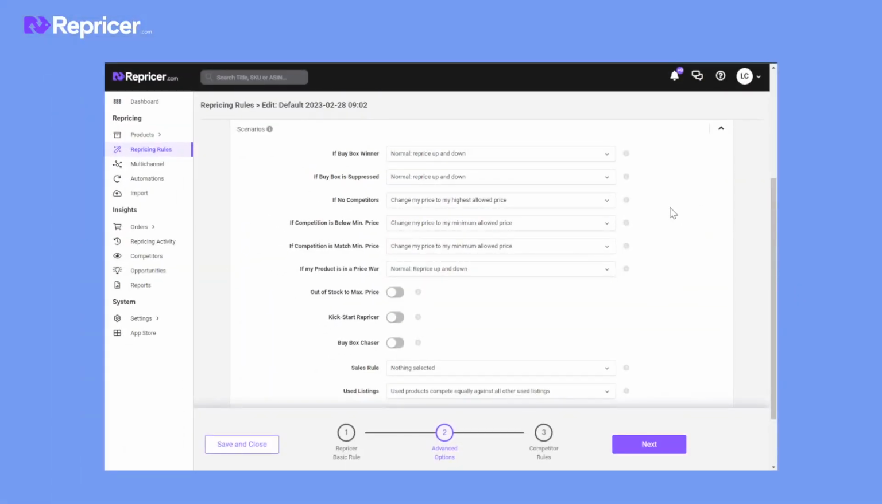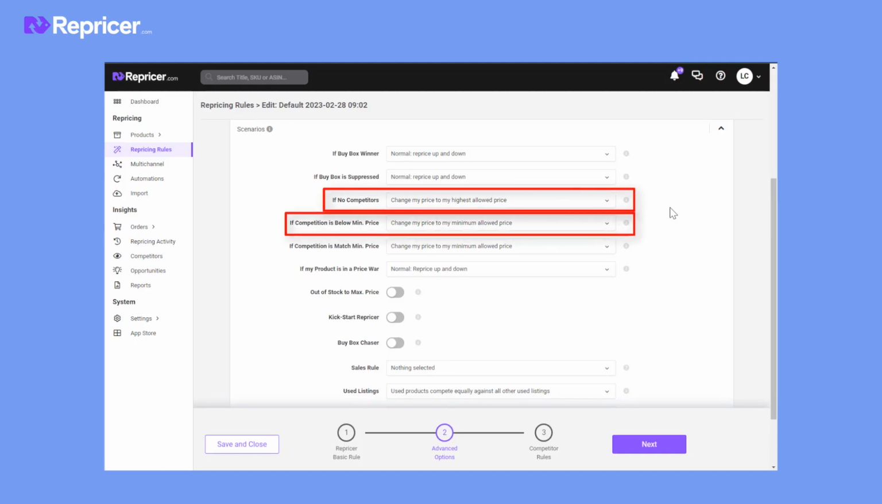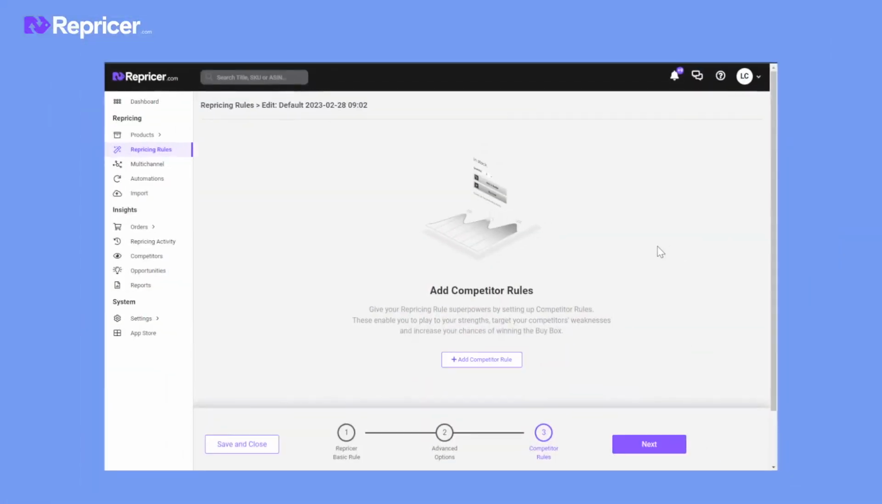Now we will consider what repricing will do in various other scenarios, such as, what if you don't have any competitors, your competitors are priced below your minimum price, or when you've secured the buy box. Moving on, let's get more granular.